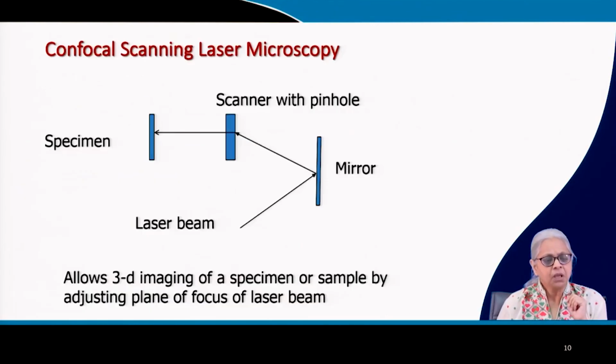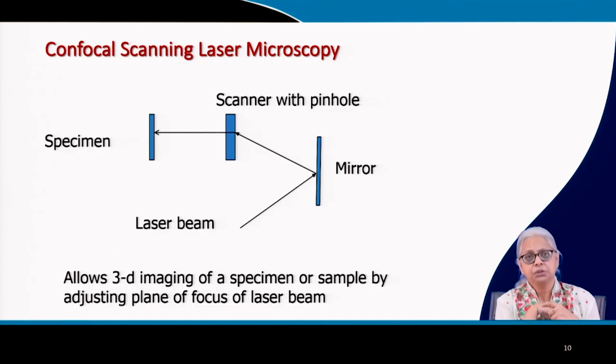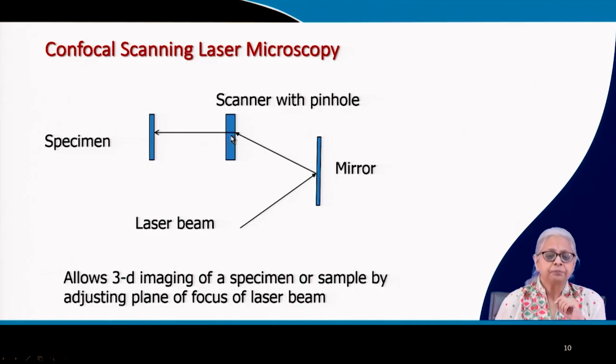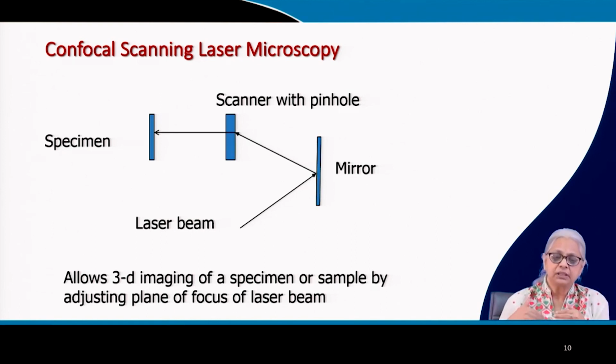So this is a microplant cell. Then we come to another modification which is also becoming very popular, and that is confocal scanning laser microscopy. So here we have a laser beam. It is reflected off a mirror. This beam, after reflection off a mirror, passes through a scanner which has a pinhole, and then it is incident on the specimen. Now, if you generate a series of images by changing the plane of focus, this plane of focus is going to be changed again and again. That will allow a series of images to be formed, which can then be assembled together to create a 3D image of the specimen.